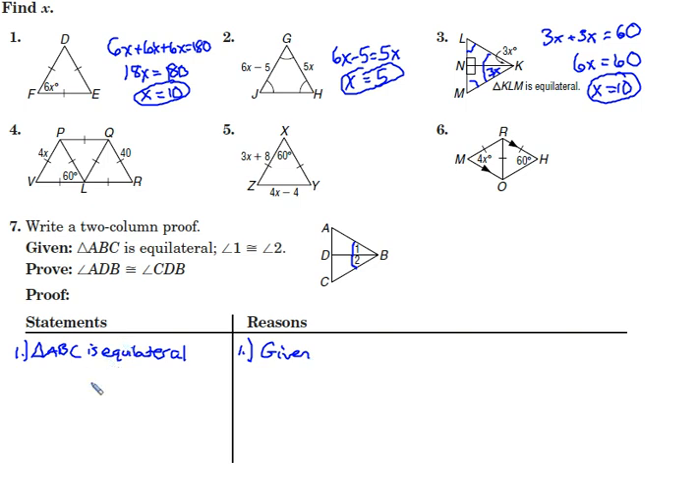If we know it's equilateral, then we know that all the sides are congruent. We can say that segment AB is congruent to segment CB. And we can also say that angle A is congruent to angle C. Now it is possible to say these in two different steps, but we'll just be efficient and combine them into one. The reason we know this is because an equilateral triangle has congruent sides and congruent angles.